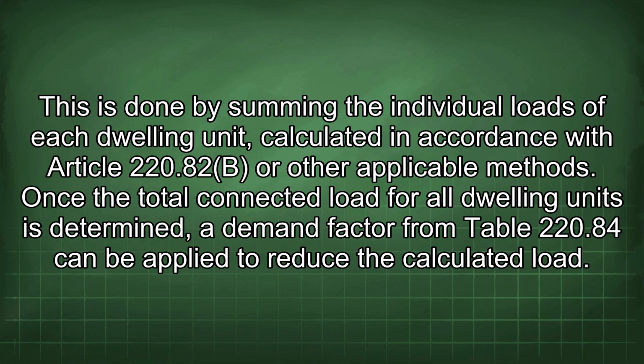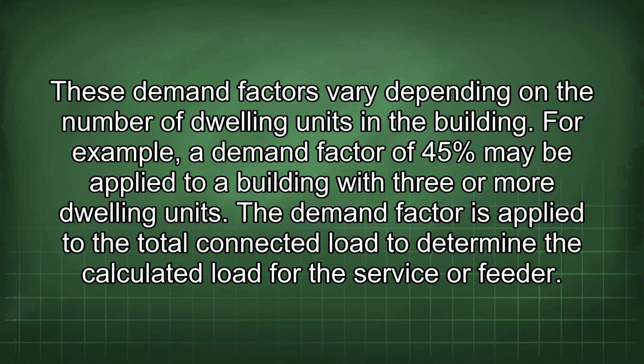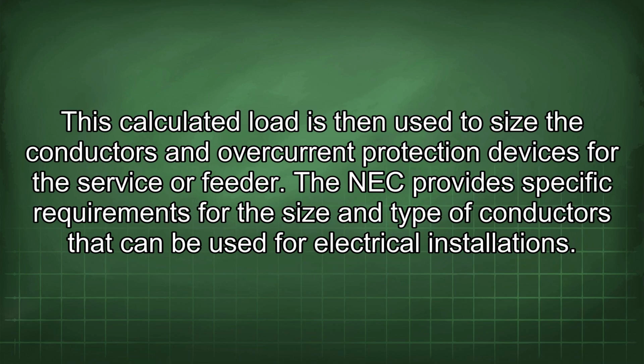Once the total connected load for all dwelling units is determined, a demand factor from Table 220.84 can be applied to reduce the calculated load. These demand factors vary depending on the number of dwelling units in the building. For example, a demand factor of 45% may be applied to a building with 3 or more dwelling units. The demand factor is applied to the total connected load to determine the calculated load for the service or feeder. This calculated load is then used to size the conductors and overcurrent protection devices for the service or feeder.